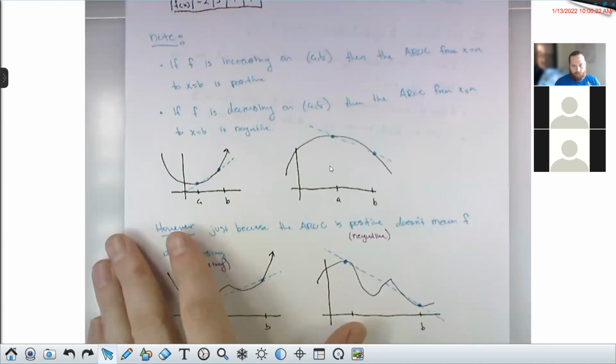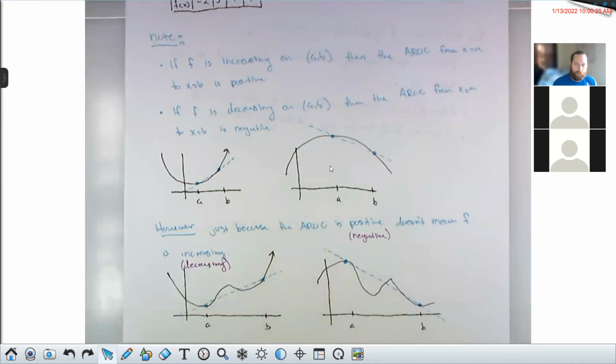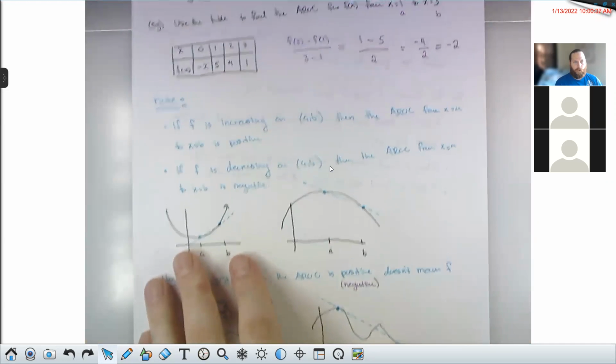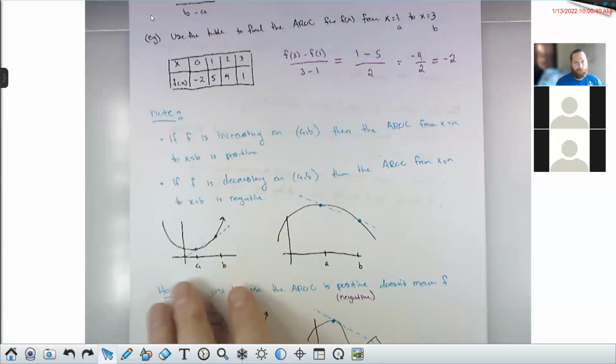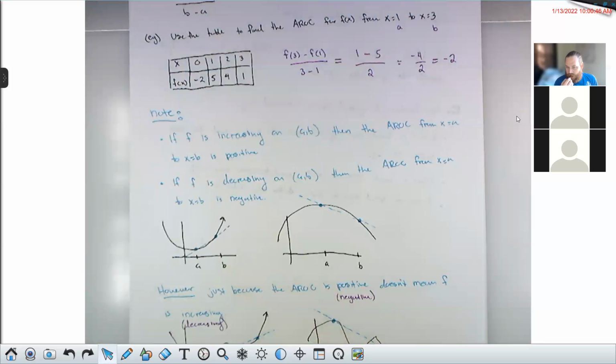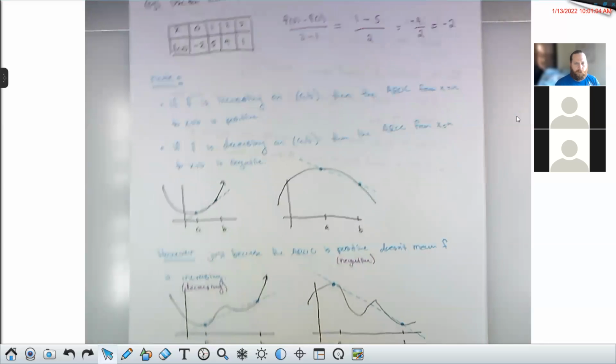What I'd like to do now is to connect this concept of average rate of change to this classification scheme for functions. Any questions on, first let's back up a little bit. Questions on this calculation here, finding this average rate of change? Any questions on the note here?